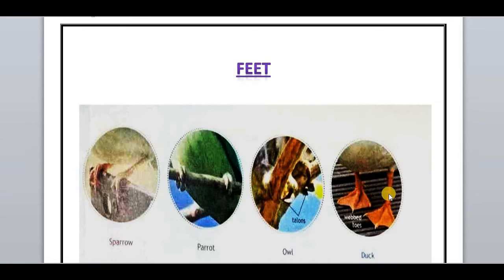Next is feet. Here you can see in this picture feet of different birds. This is the feet of sparrow. This is the feet of parrot. This is the feet of owl. And this is the feet of duck.